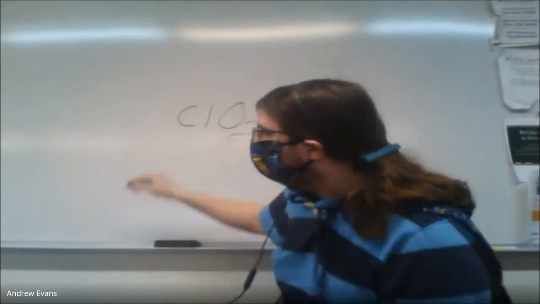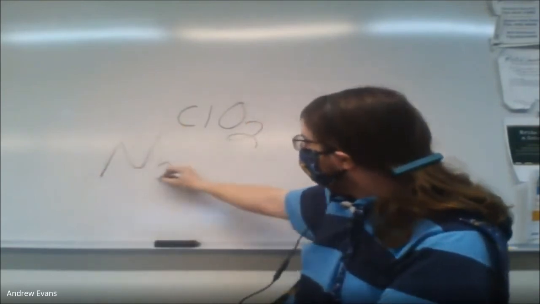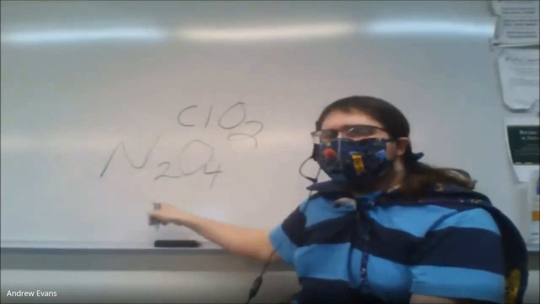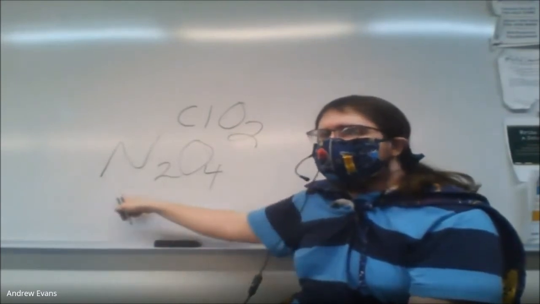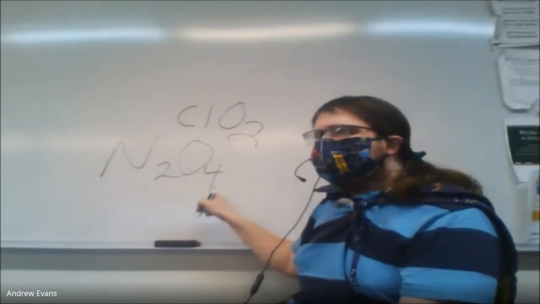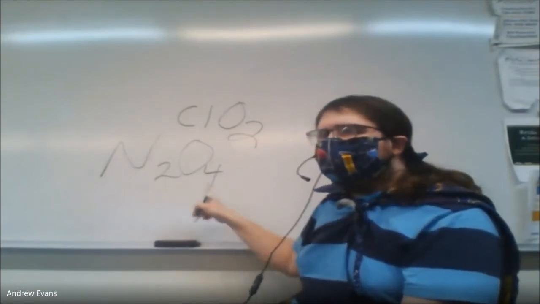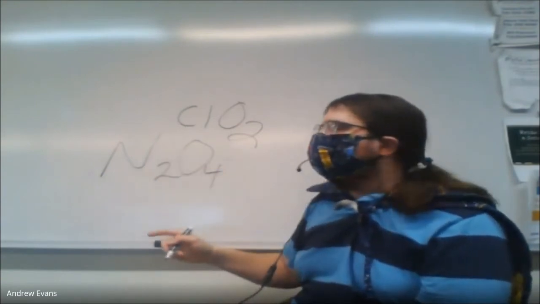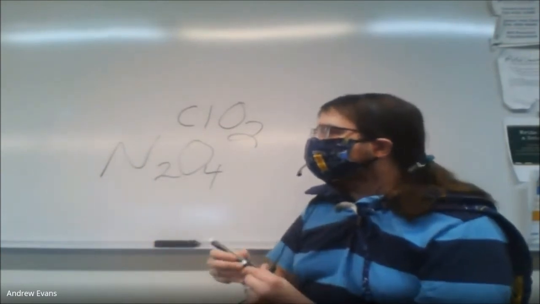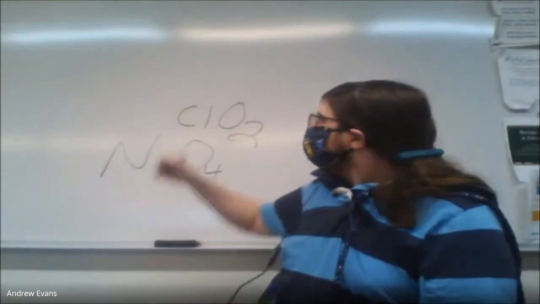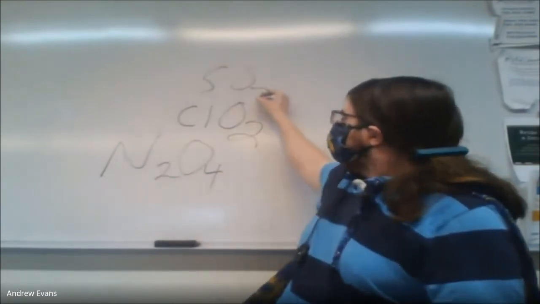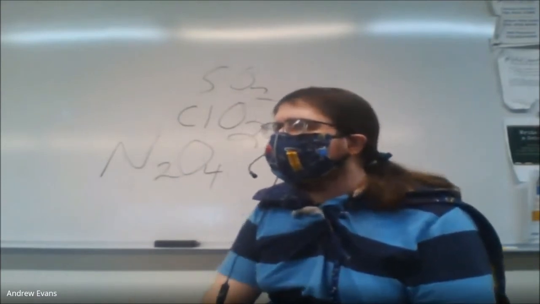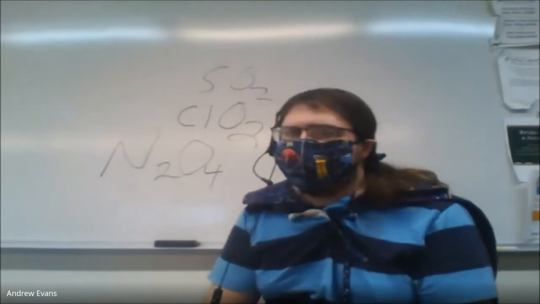So if I'm giving you N2O4, I can read, so that's nitrogen first. There's two nitrogens, so I say dinitrogen. There's four oxygens, tetroxide. So I'm reading it from left to right. Or, if I gave you SO2, that would be sulfur dioxide. So you don't have to worry which one comes first. I'm reading from left to right.